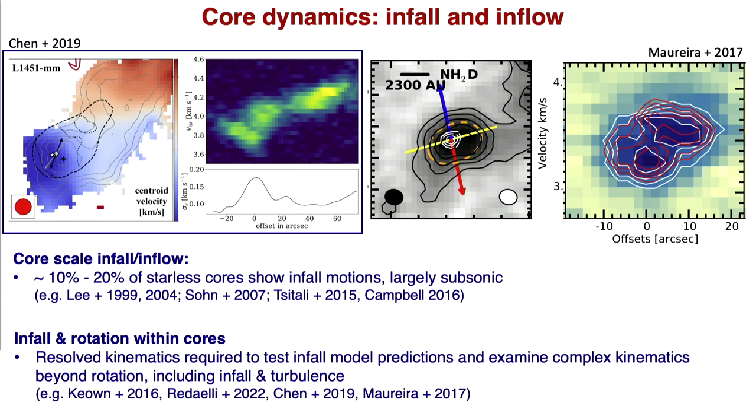Here's another example, looking at a young protostellar core, where if you try to match the velocity profile, you need modeling that includes both rotation and infall onto a very low mass source.